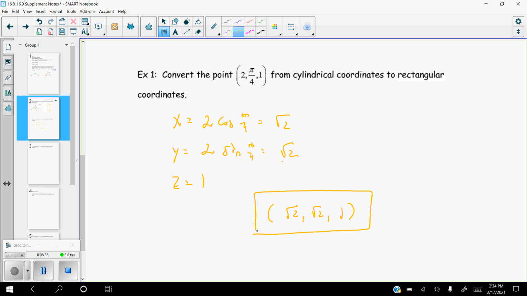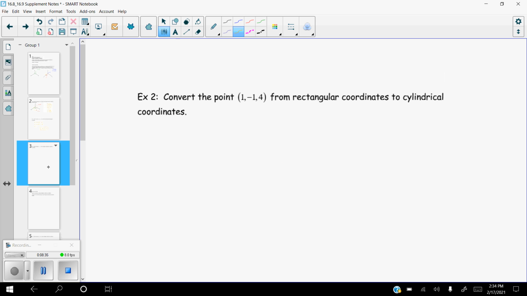Now let's take one that's actually in rectangular and put it into cylindrical. Again, it's not extremely difficult, but you do have to remember the formulas. I tend to find r first, although it doesn't matter, you can find theta first. Again, z is just z, so that makes that part easy. So let's find r, which is x squared plus y squared equals r squared. And then we've got 1 plus 1, which is 2. So r is going to equal the square root of 2.